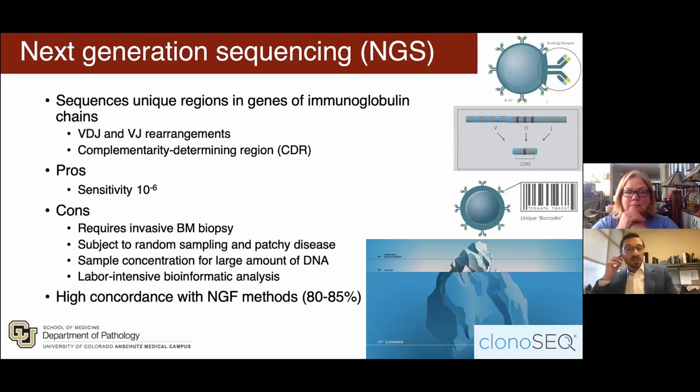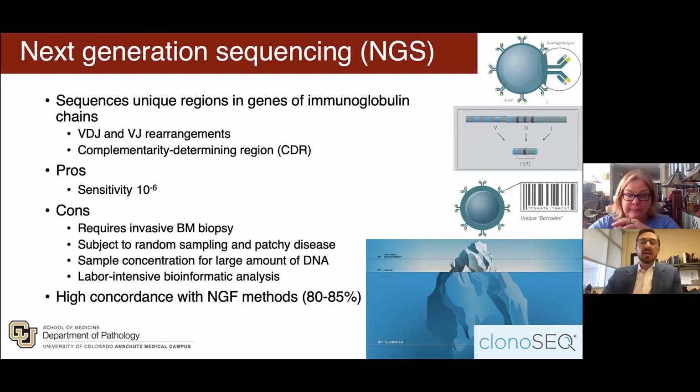Next generation sequencing is the other method we mentioned, and on the face of it, it generally performs very similar to next generation flow, but the principles are quite different. The idea with next generation sequencing is that you really want to understand the DNA sequence that's associated with these individual plasma cells.